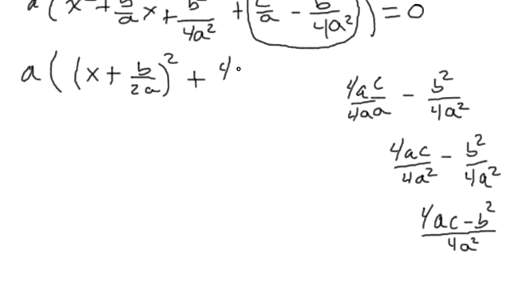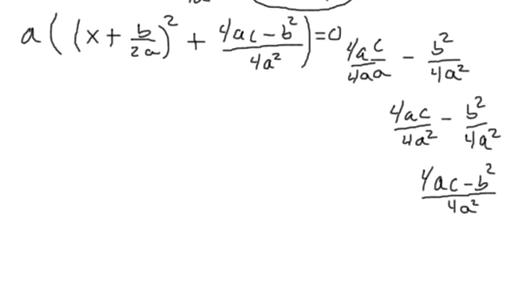So we have 4ac minus b squared. That's all over 4a squared. Okay, and then of course I need to close up this parentheses, remember, and this is all still equal to 0 here. Alright, so hopefully you're not lost.